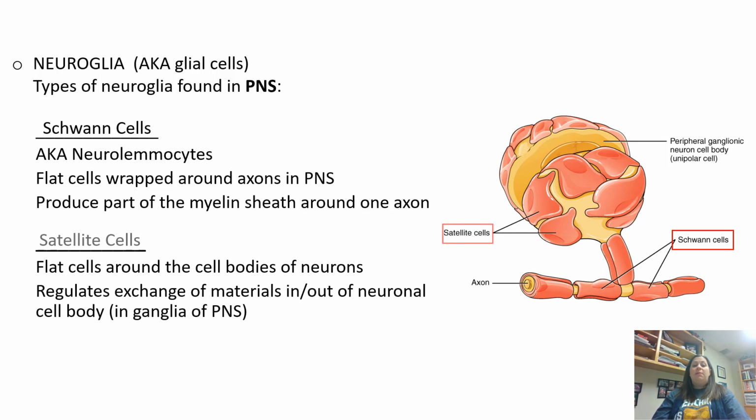We also see that there's going to be the satellite cells in the peripheral nervous system. These are flat cells that are going to go around the cell body of the neurons. These are going to regulate exchange of materials, and so again, they're going to act a lot like the astrocytes do in the central nervous system.